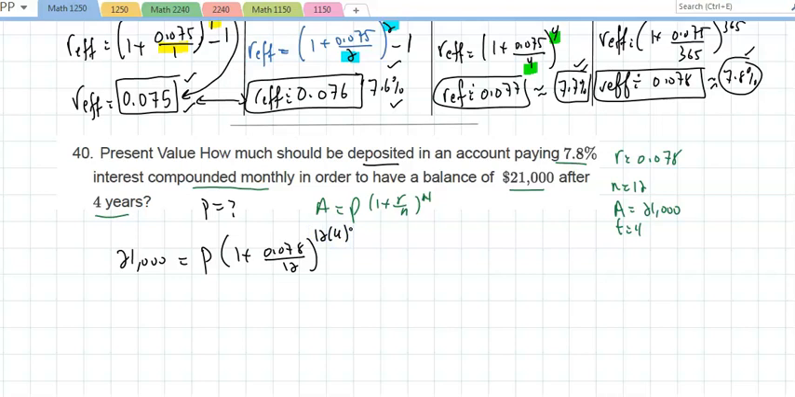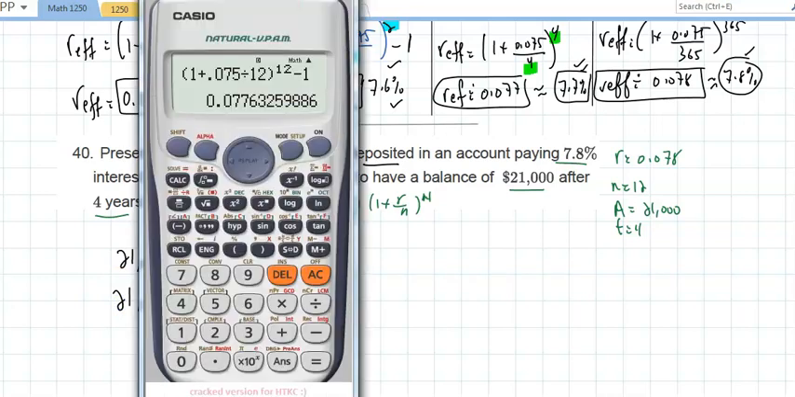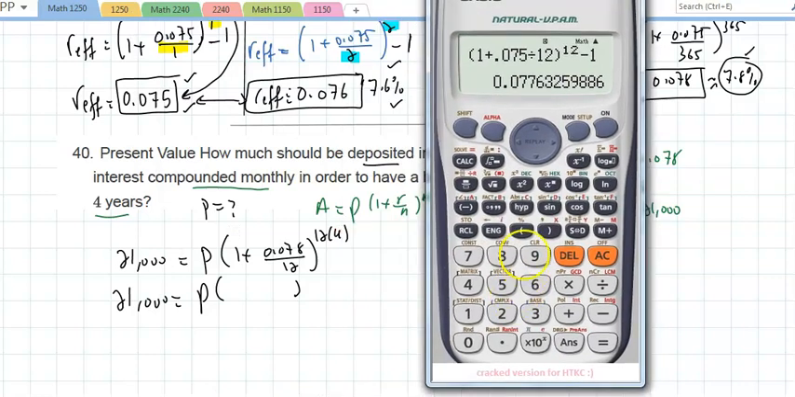Now, how am I going to do this? I'm going to use my calculator wisely. This is what I'm going to do. I'm going to work this out and say, you know what, 21,000 equals P. I'm going to throw this in my calculator, see what that is. But I'm not going to write it down because I don't want to get it wrong. Parentheses, 1 plus 0.078 divided by 12 raised to the 12 times 4. Got it. That's it right there, 1.3.